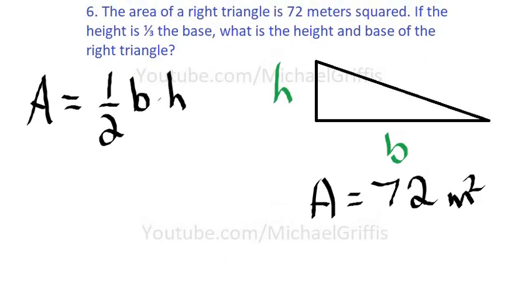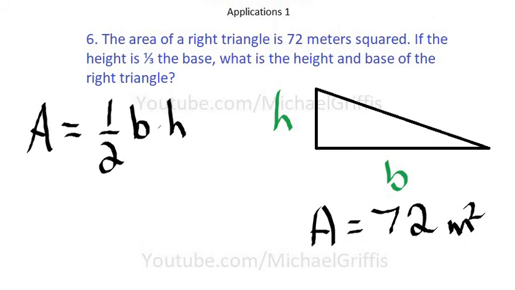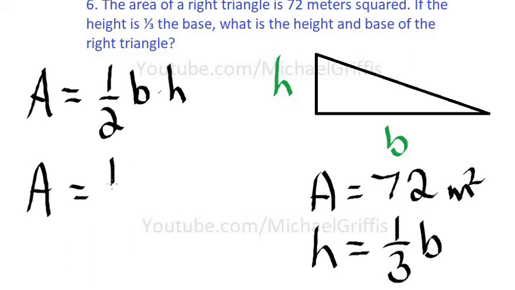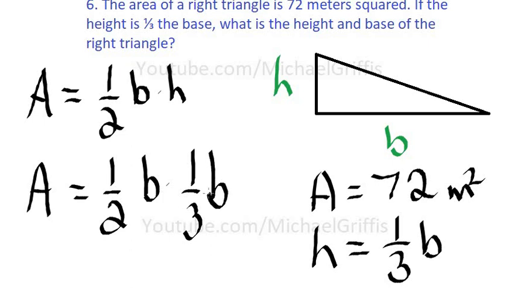Okay, now let's write this. If the height is a third the base, so the height is 1/3 the base. So let's go back over here and see what we're looking for. Area is equal to a half and the base times h, which is a third the base.